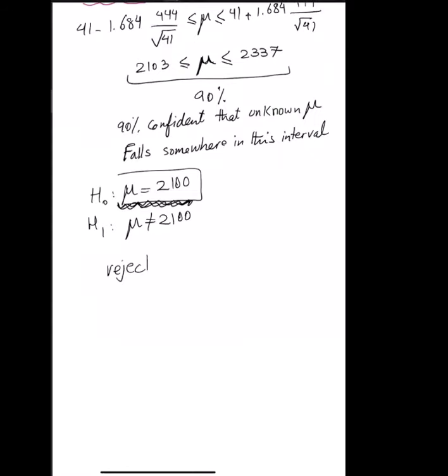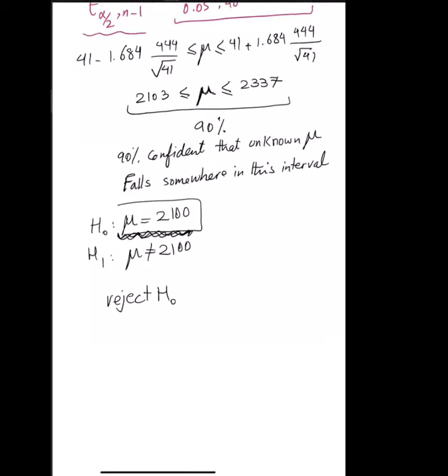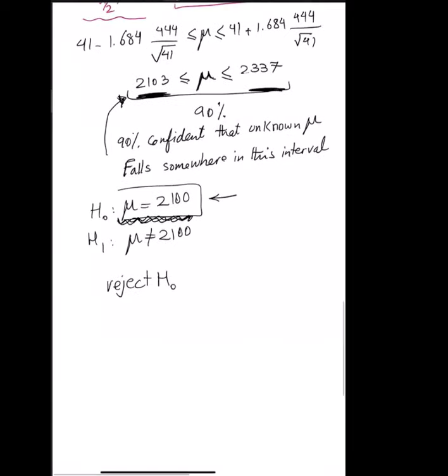We reject H naught because I'm saying that I'm 90% confident this unknown mu that I have no idea about is in this interval. Now I'm telling you, I'm thinking actually mu is 2,100. And you're like, no, mu is somewhere in this interval. Mu is not 2,100. So in this scenario, no worry if I was just confusing you about two sides, I'm going to reject the null hypothesis.